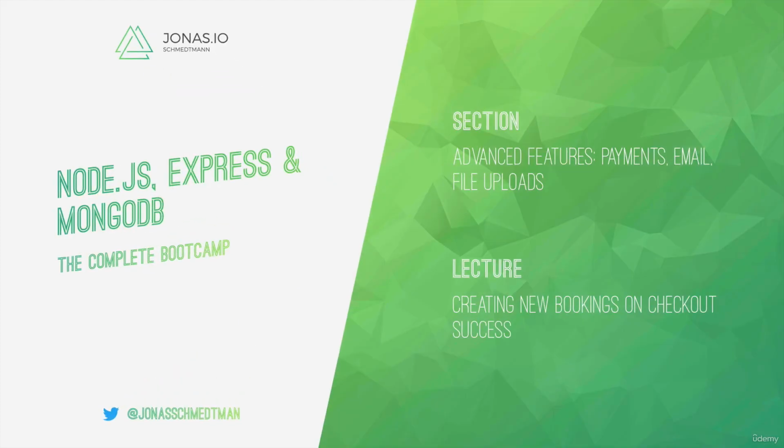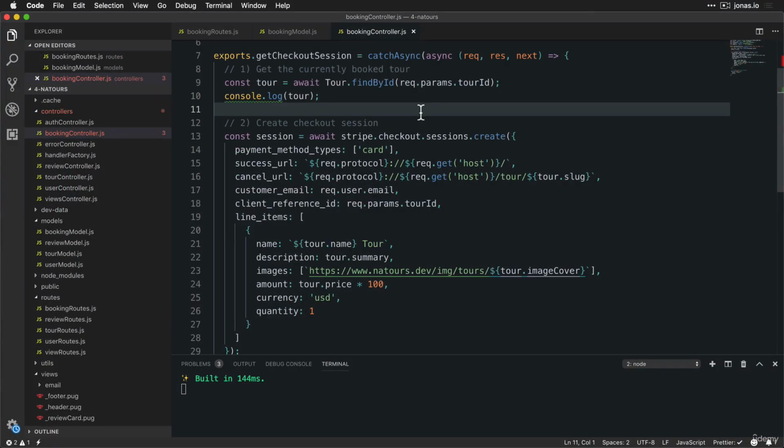Alright, so let's now create a new booking document in our database whenever a user successfully purchases a tour. So we're back here in the booking controller and in the route handler, which creates the checkout sessions, right? And remember that here we have this success URL, and this URL is the basis of the functionality that we're going to implement in this lecture.